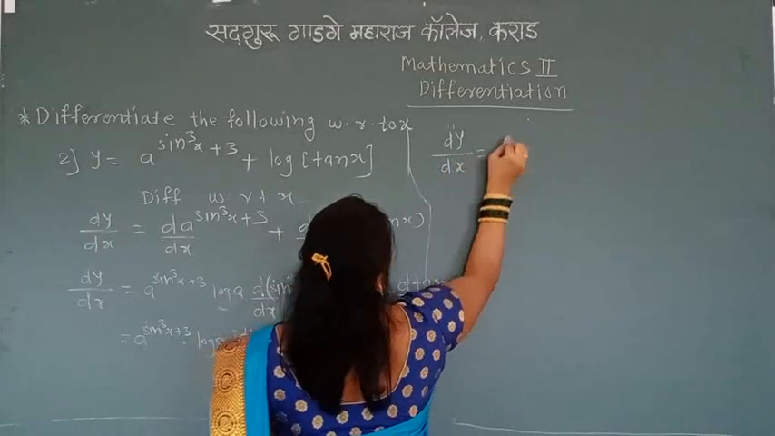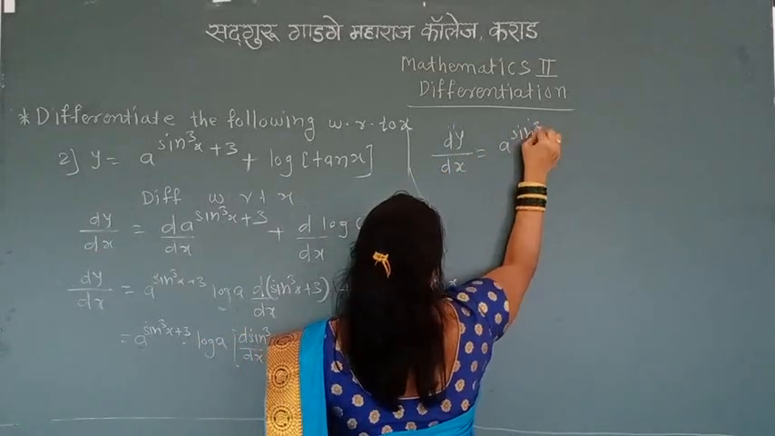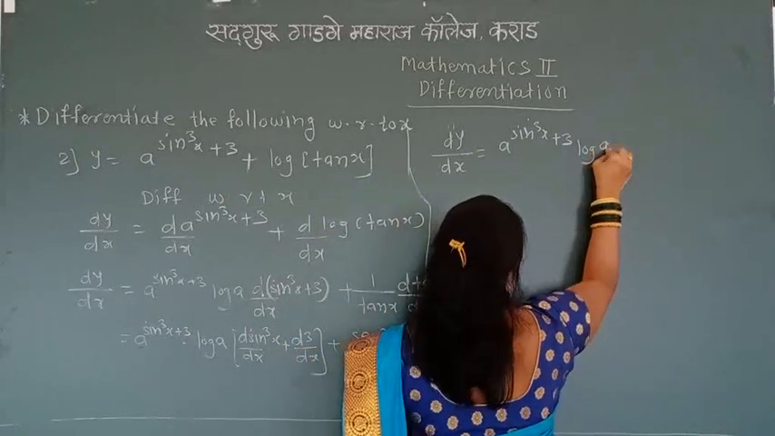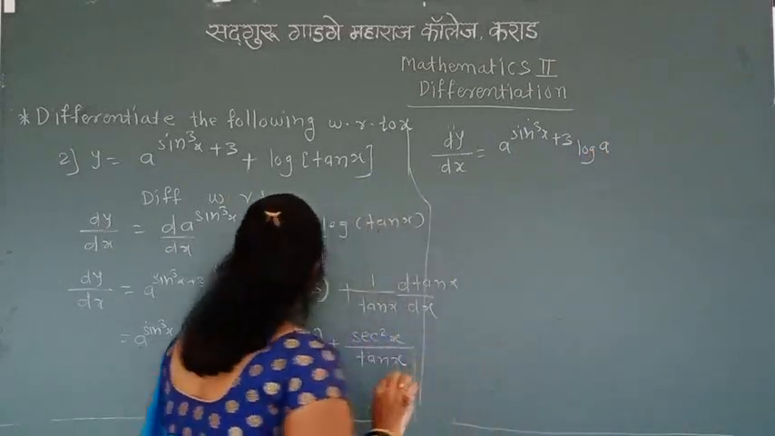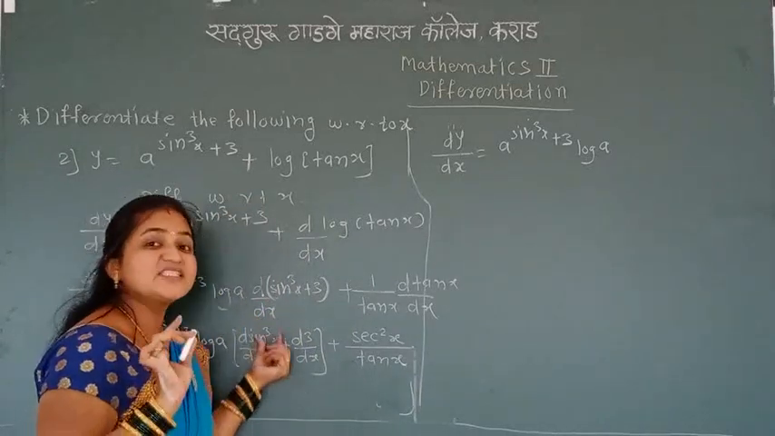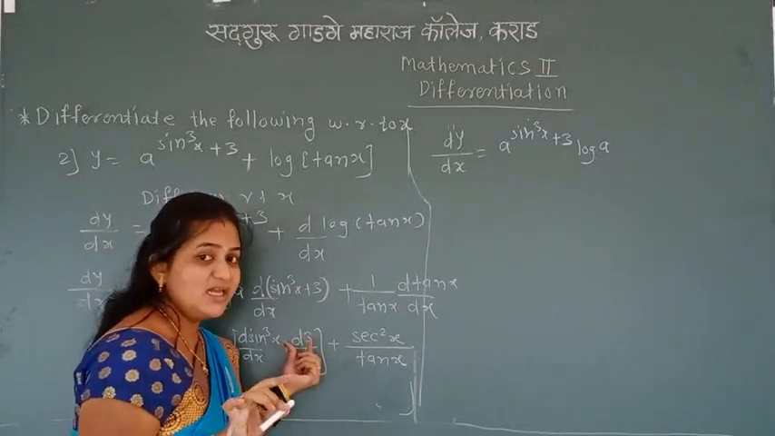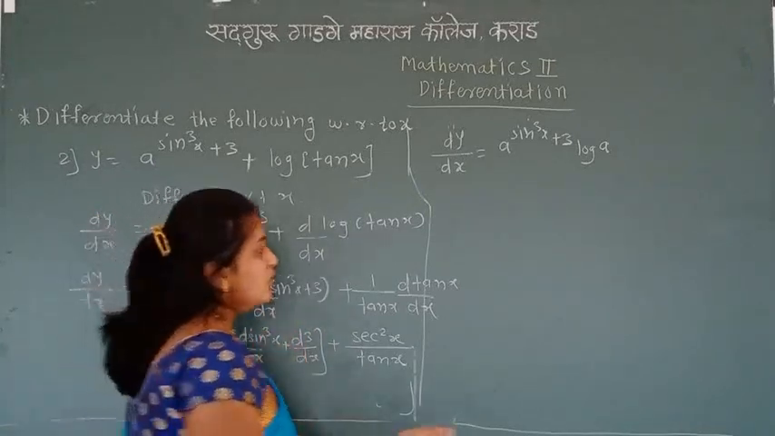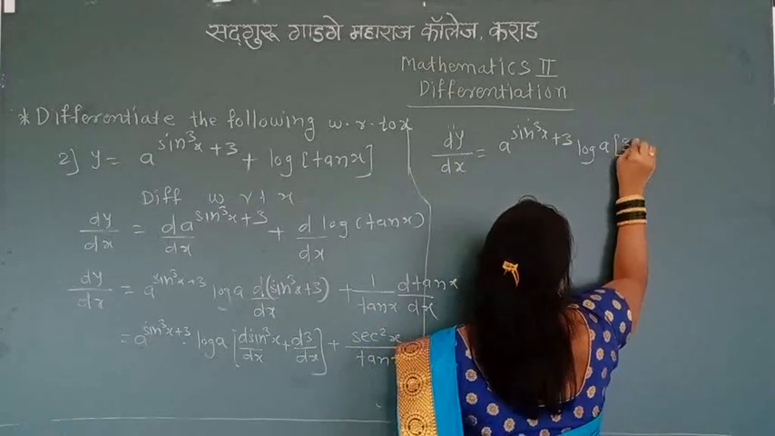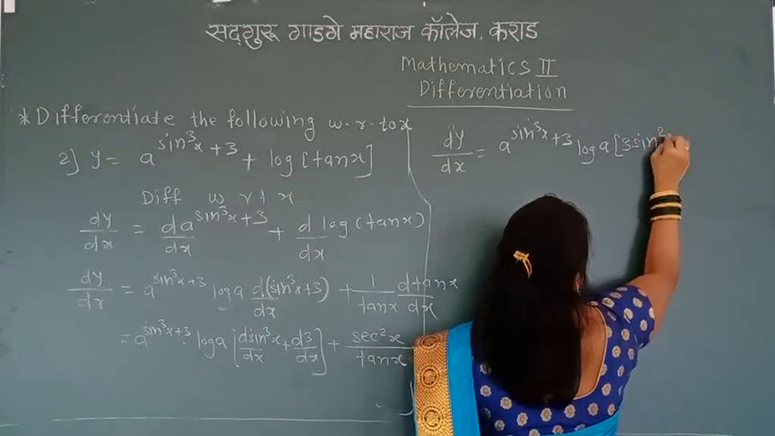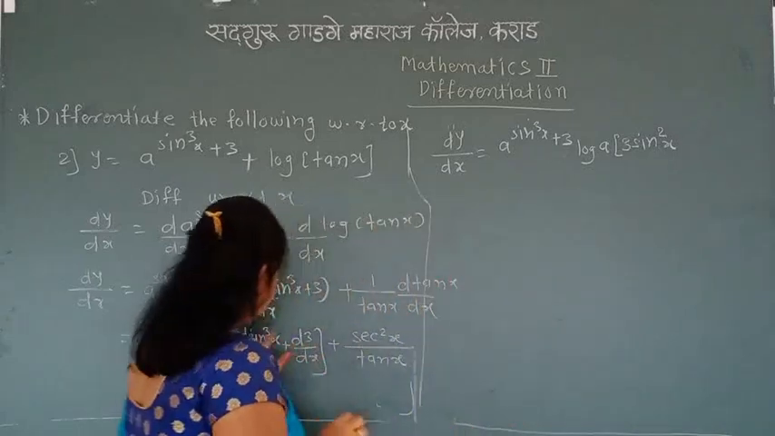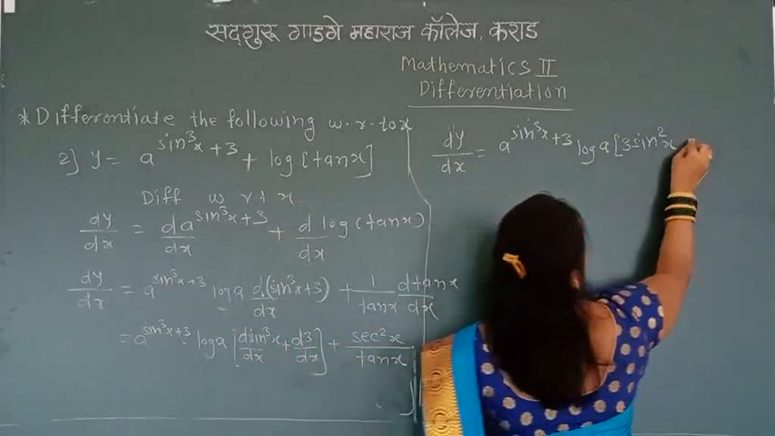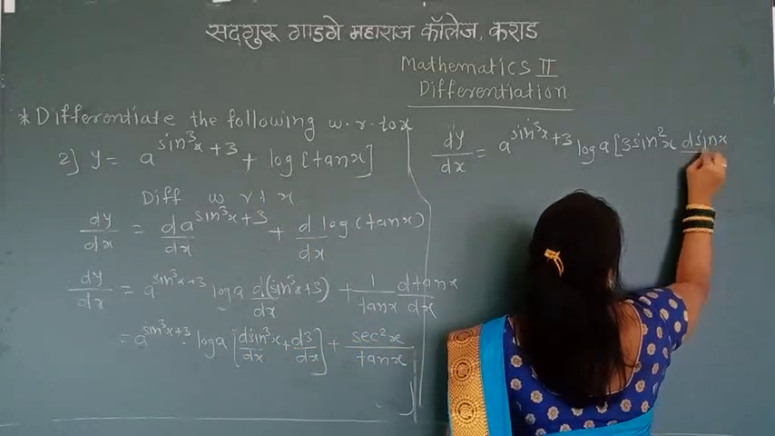So dy by dx is equal to a raised to sin cube x plus 3 multiplied by log a as it is. Now what is the derivative of x raised to n? Here, x raised to 3. The derivative of x raised to 3 is 3x square. So the derivative of sin raised to 3 is 3 sin square x. And again a derivative, because this is not my x. X is replaced by sin x. So again the derivative of sin x with respect to x.